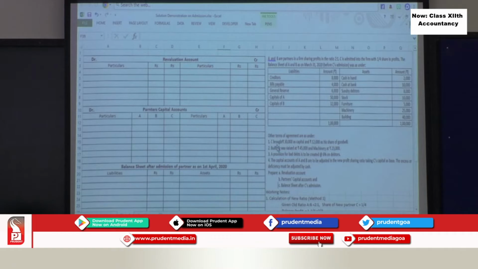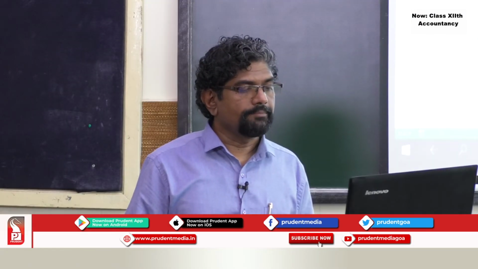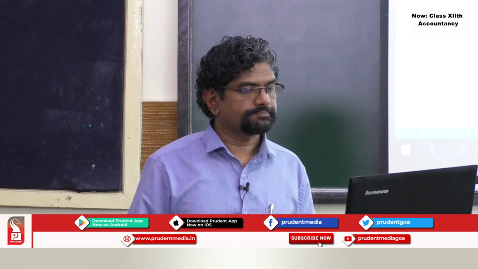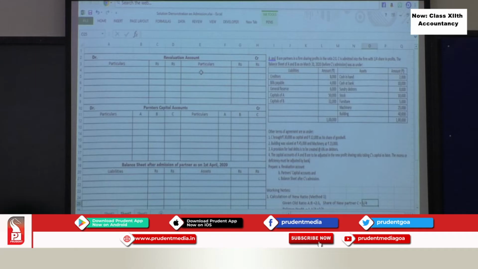There are some adjustments. C brought rupees 30,000 as capital and rupees 20,000 as his share of goodwill. Building was valued at rupees 45,000 and machinery at rupees 23,000. A provision for bad debts is to be created at 6% on debtors. The capital accounts of A and B are to be adjusted in the new profit sharing ratio, taking C's capital as the base. Excess or deficiency may be adjusted by cash. Other terms of agreement are as under.